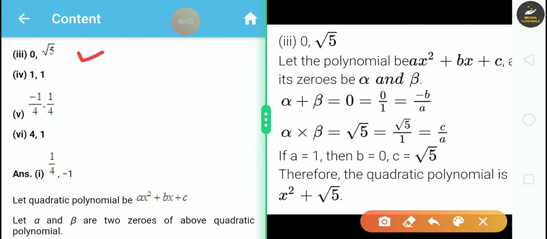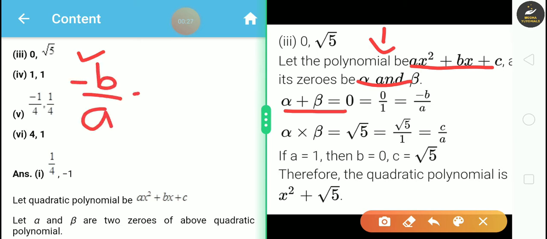Question 3. Alpha plus beta is equal to 0 and alpha into beta, that is product of zeros, is equal to root 5. So let's start with the solution. Let us assume the quadratic equation be ax square plus bx plus c, and its zeros are alpha and beta. It is given that the sum of zeros, that is alpha plus beta, is equal to 0. So we can say that minus b upon a is equal to 0, and alpha into beta, that is product of zeros, is c upon a, which is equal to root 5.